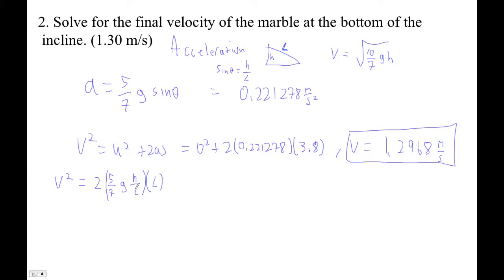Well, obviously the length of the ramp doesn't matter, right? And we end up with 10/7 gH, and so V is the square root of 10/7 gH. Right, so really you could have stopped listening when I got to this number, but you were fascinated and you saw me do this. I'm just showing you it's the same thing.